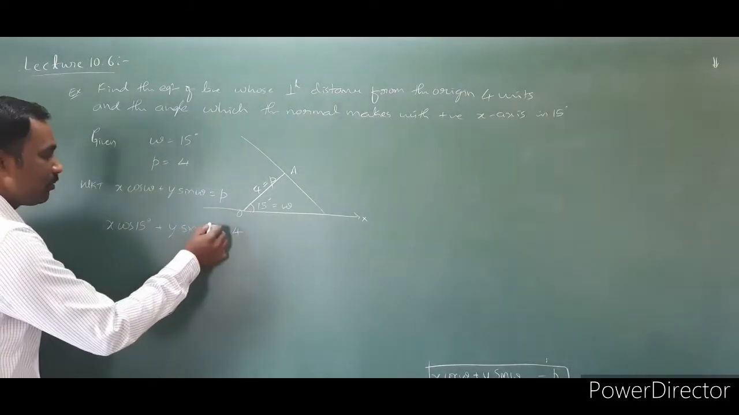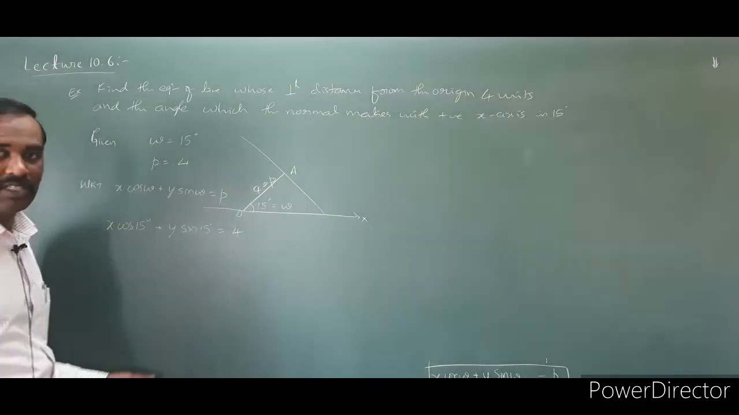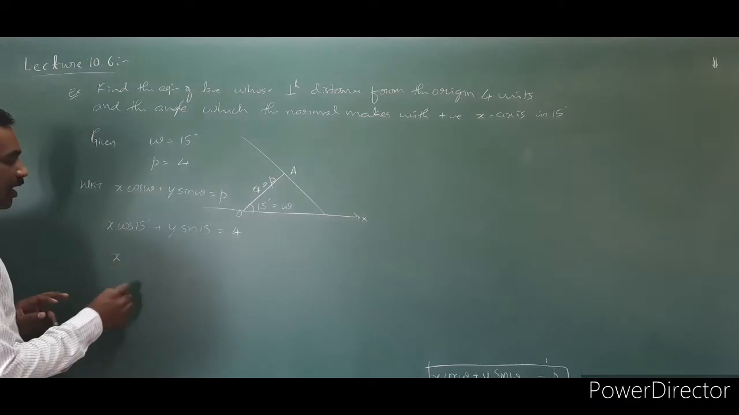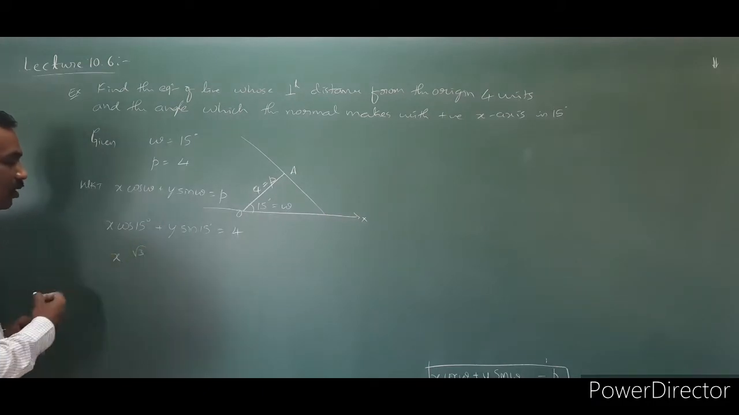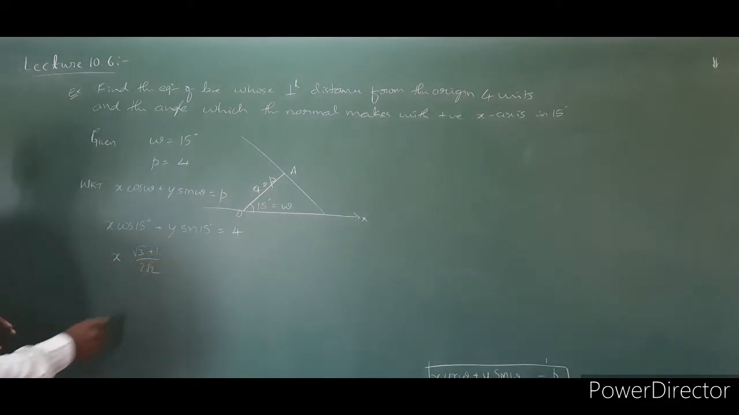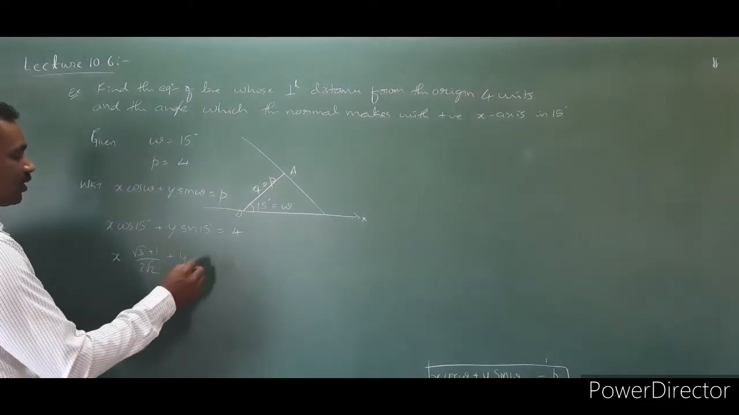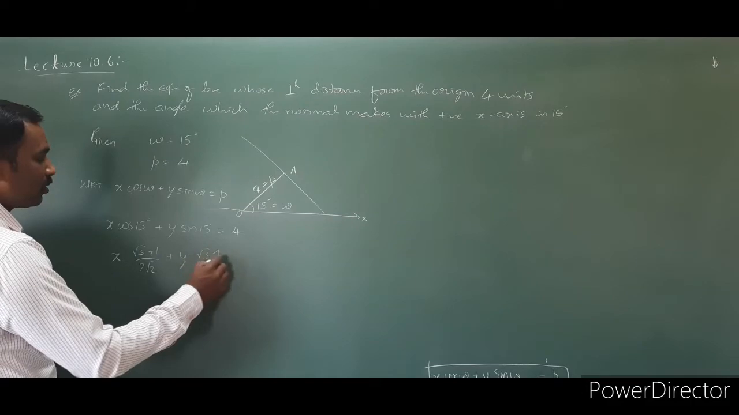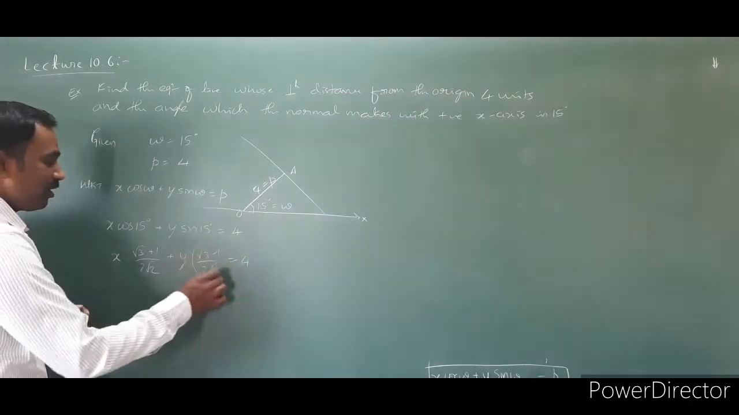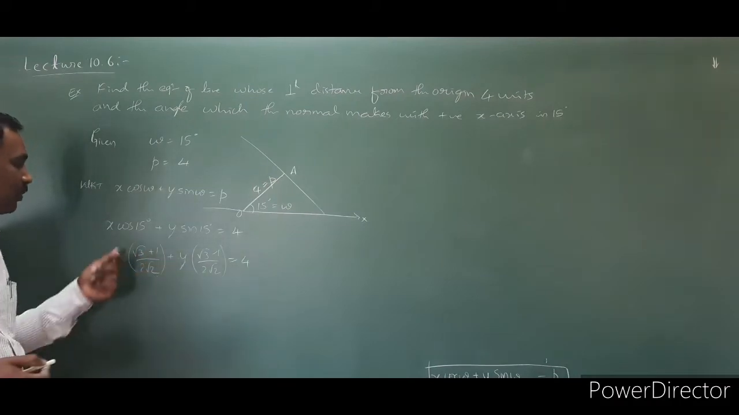Replace the cos 15 value and sin 15 value. What is the sin 15, cos 15? Standard values we know: x cos 15 is nothing but root 3 plus 1 divided by 2 root 2, plus y into sin 15 is nothing but root 3 minus 1 divided by 2 root 2. Do you remember trigonometry? Already we found out 15.